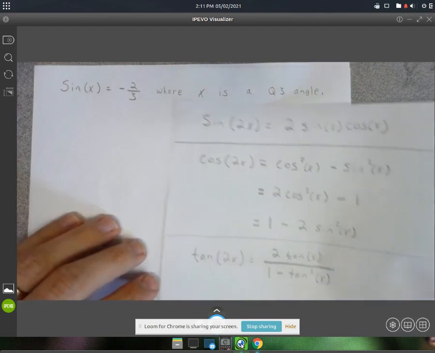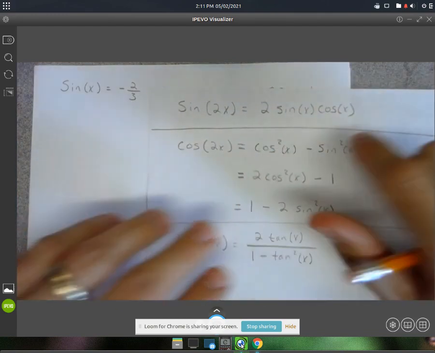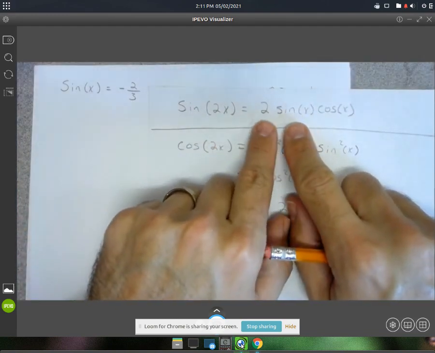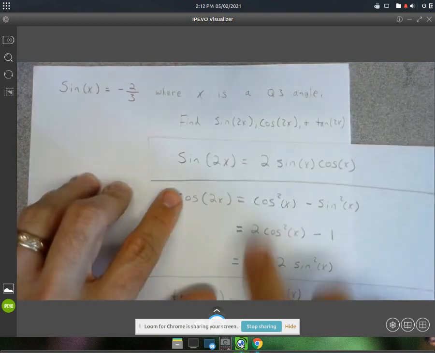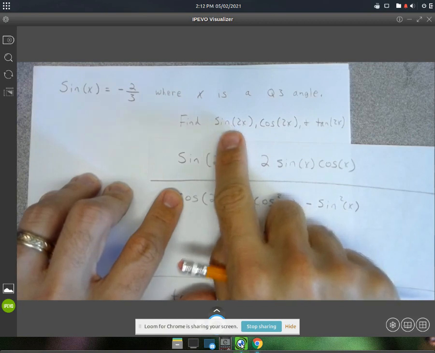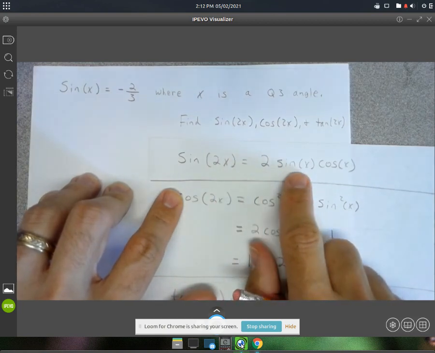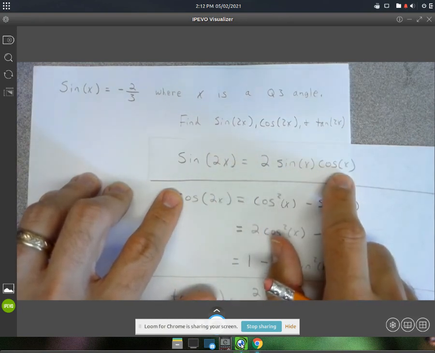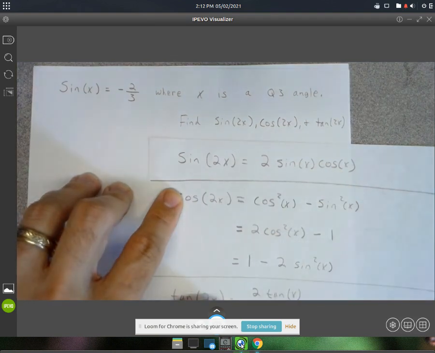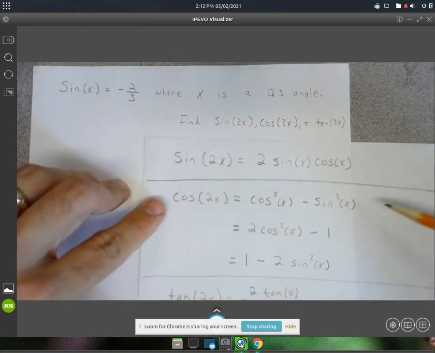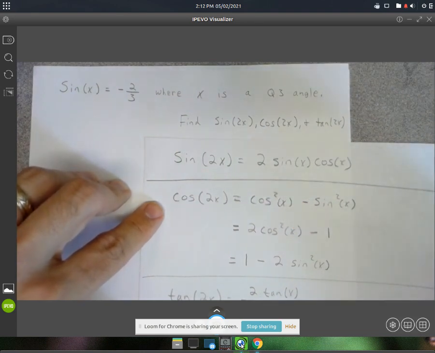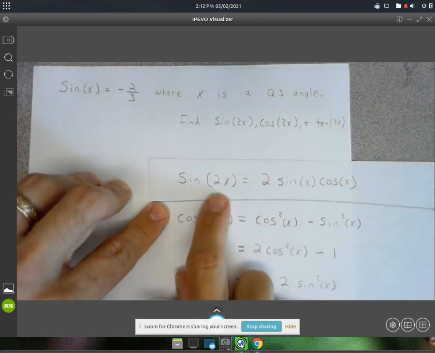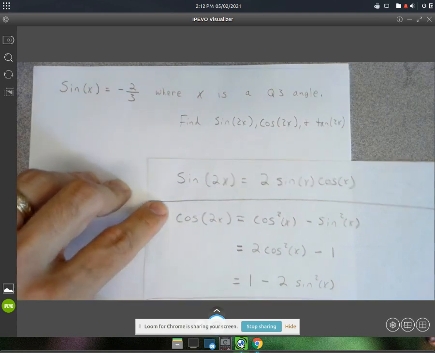So what they're wanting us to do is basically apply the double angle formula. We're trying to find sine of 2x. They want us to do 2 times sine of x times cosine of x. That's how they're wanting us to answer this question. And then come down here and also apply the cosine double angle formula. That's how they expect us to find sine of 2x and cosine of 2x.